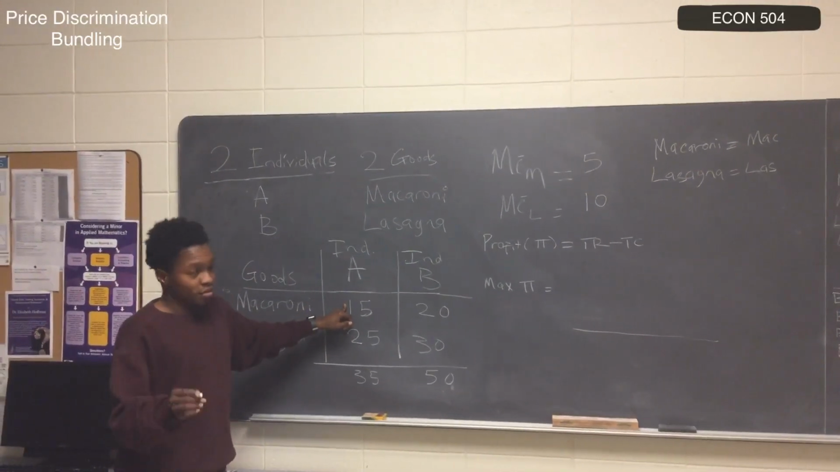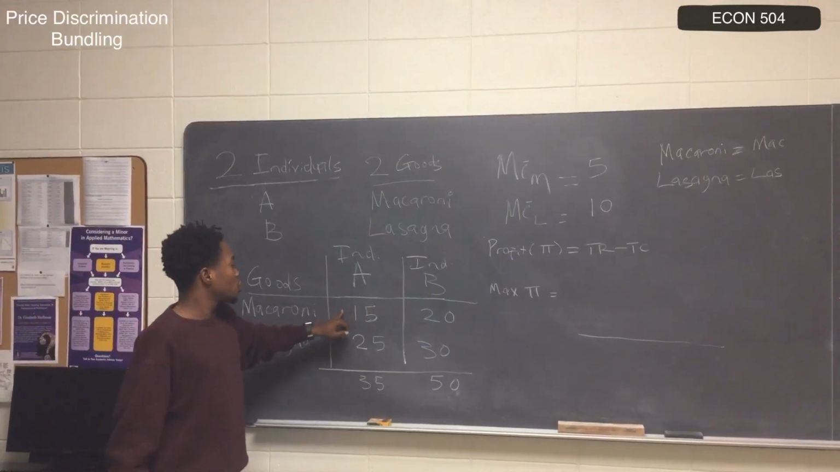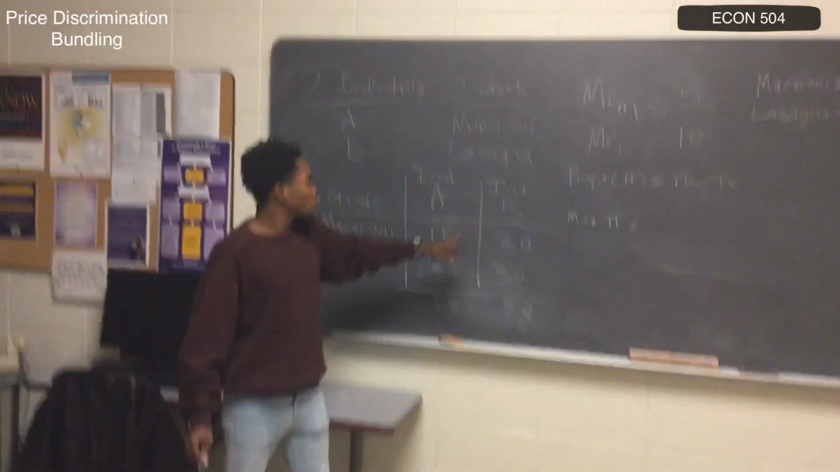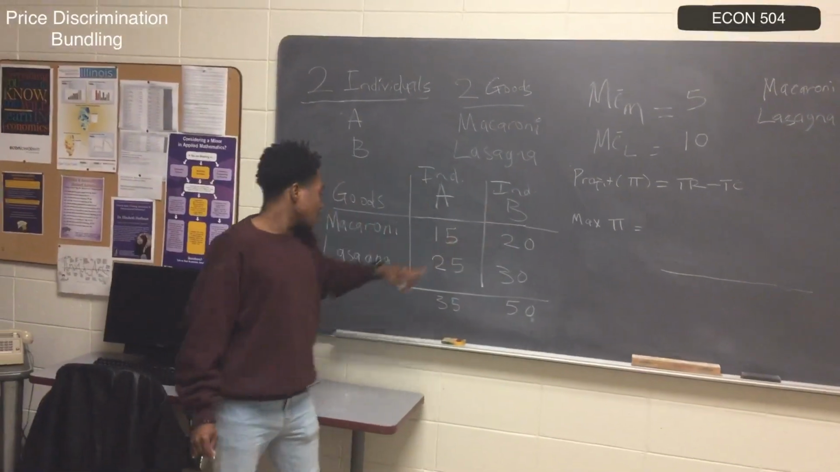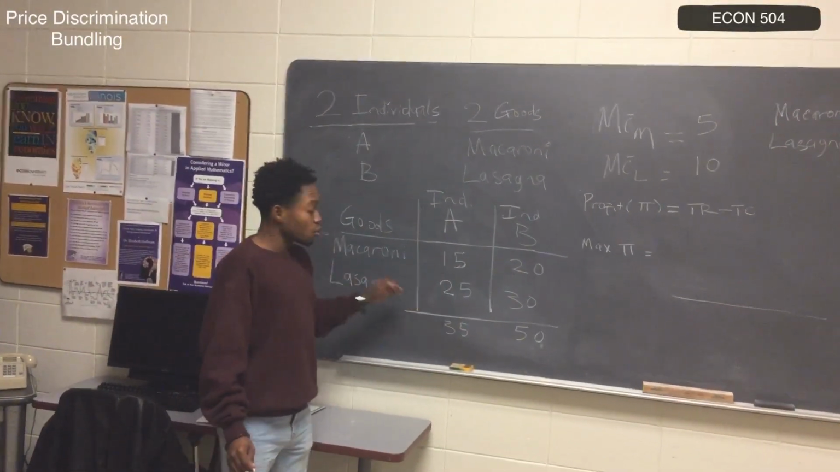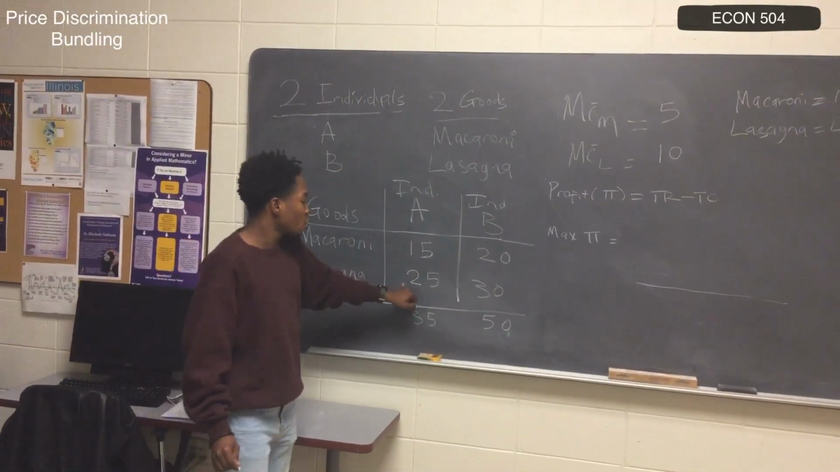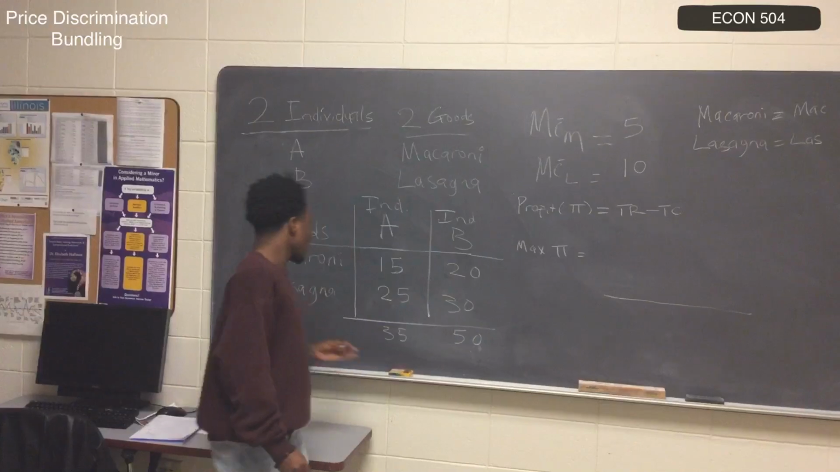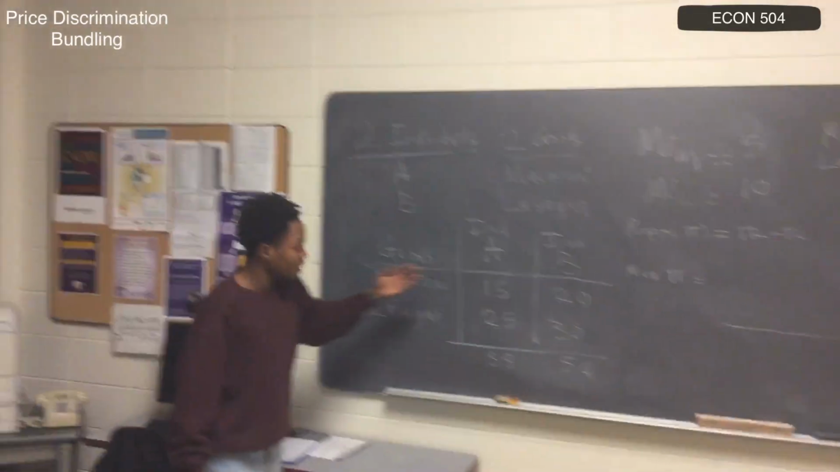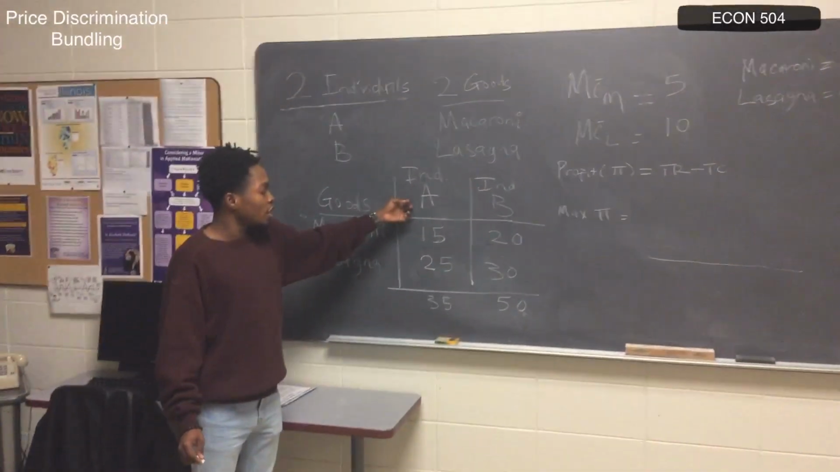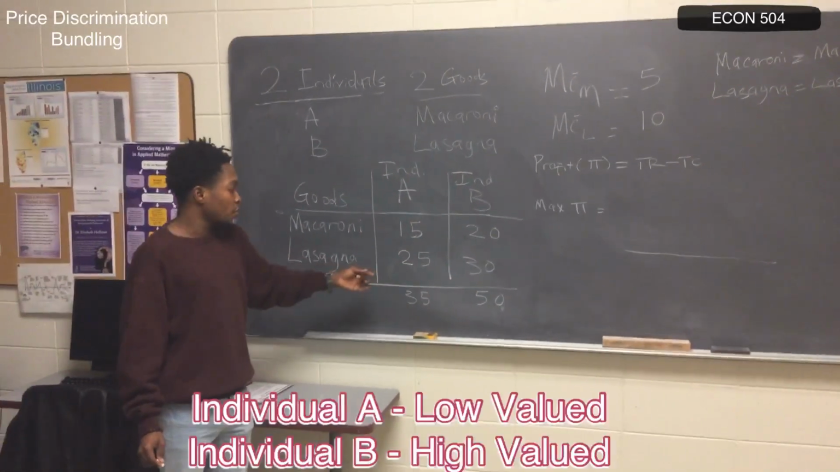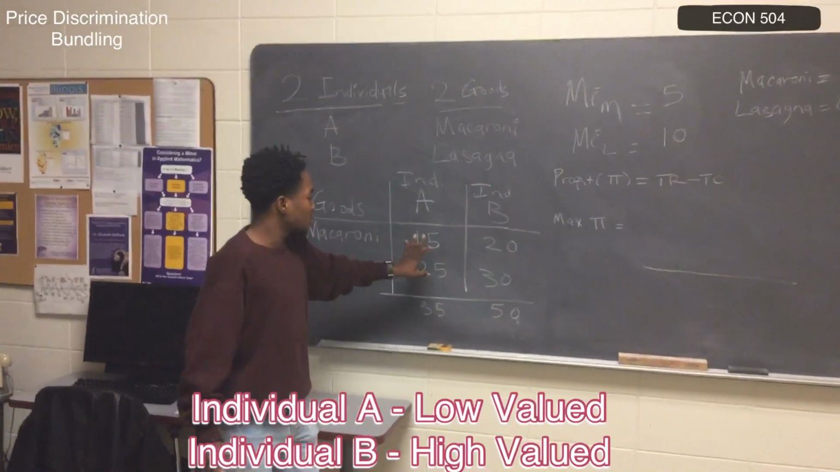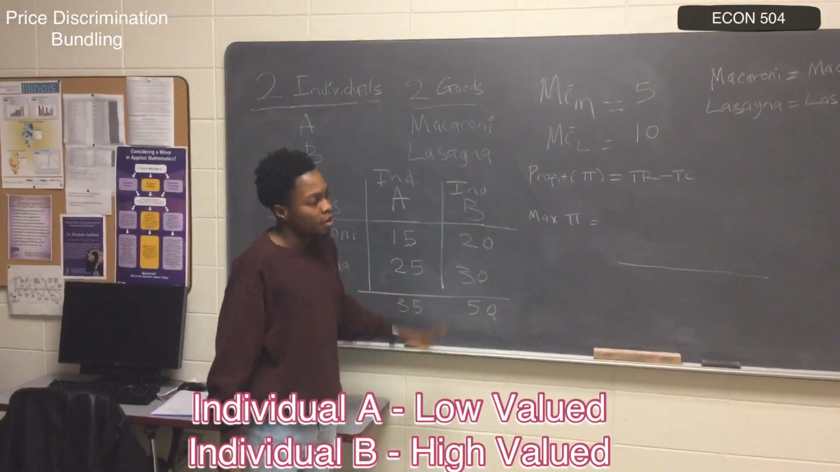To the first individual, the first good is sold at 15. To the second individual, the first good is sold at 20. To the first individual, the second good, which is lasagna, is sold at 25, while to the second individual, the second good is sold at 30. So, like I said before, in this case, the first individual is a low valued individual because he buys the goods at a lower price than the second individual who buys it at a higher price.